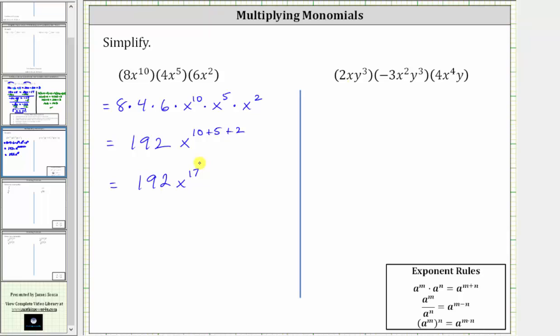For the second example, we have 2xy to the third times negative 3x squared y to the third times 4x to the fourth y. It's important to recognize here the exponent on the x here is 1, and the exponent on this y here is also 1. And now multiplying the coefficients, we have 2 times negative 3 times 4.